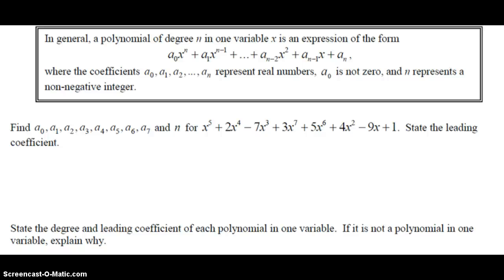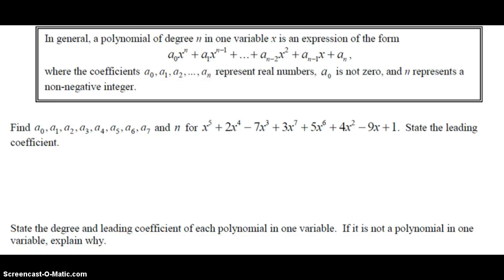They are real numbers. A sub 0, or the leading coefficient, cannot be 0, otherwise it's not going to be a leading coefficient. That term would drop out. And n, remember, is the highest degree. n represents a non-negative integer. So we're talking specifically about positive integers in our polynomial.